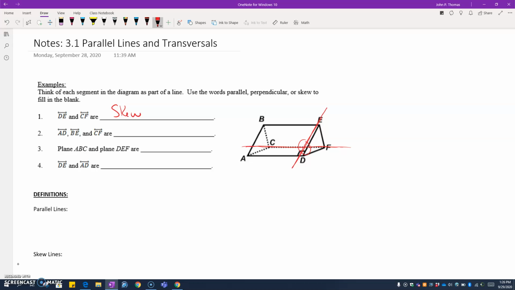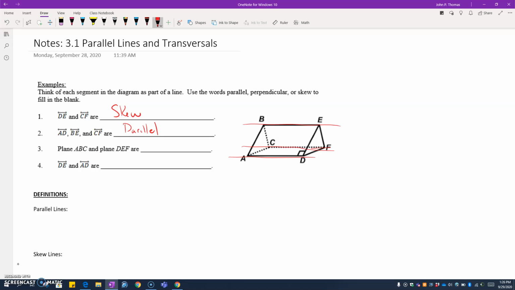All right, in the next one, we have AD, BE, and CF. All right, any 2 of those are parallel to each other, right, because they run straight along and they're never going to intersect and they're in the same plane. All right, so those are parallel.